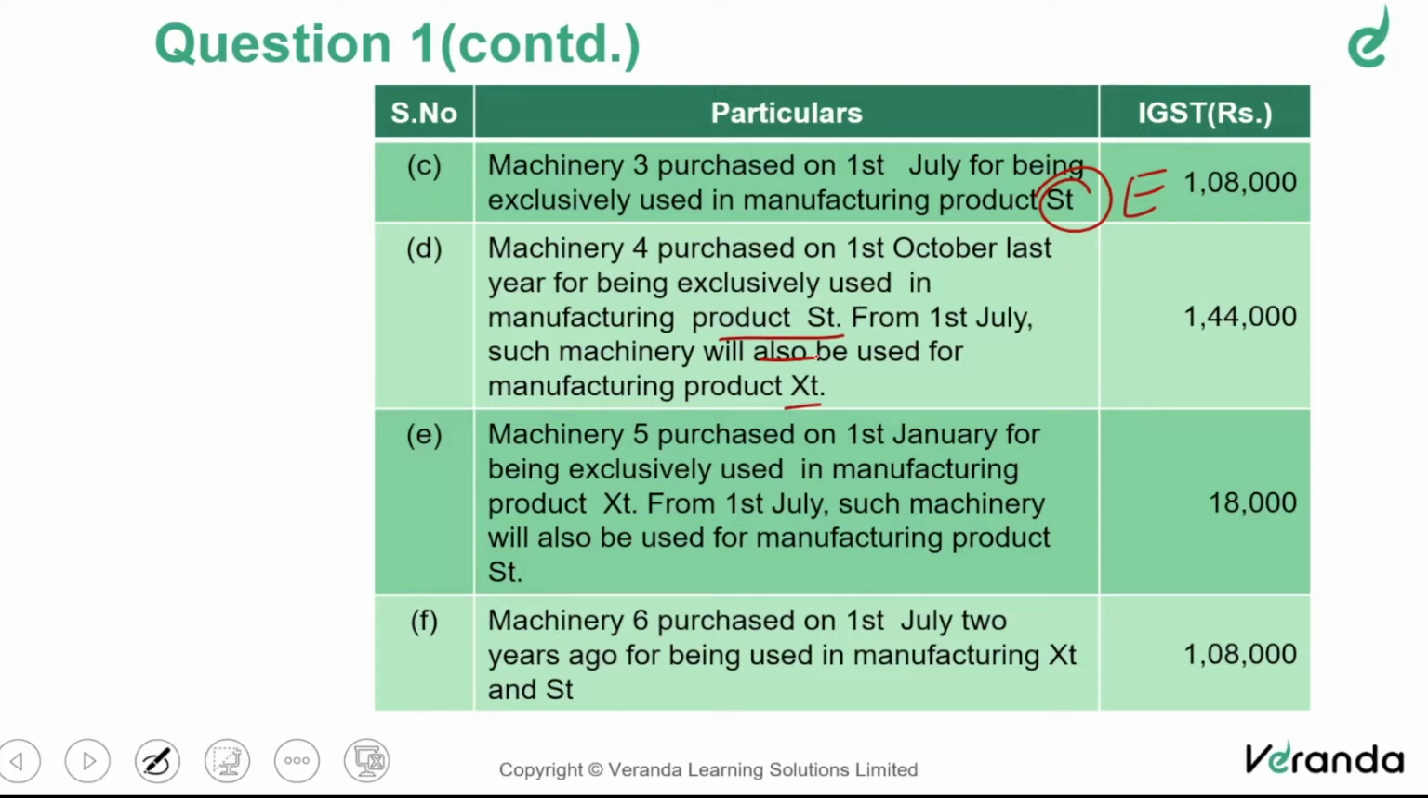That is, earlier it was completely used for the exempt product. Now it is used both for taxable as well as exempt product. So it is used for a common purpose. It is a common ITC. So what is the effect of this particular change? We'll have to see that.